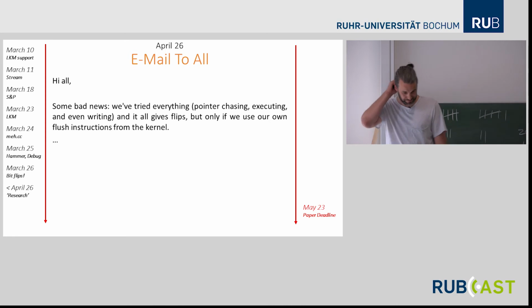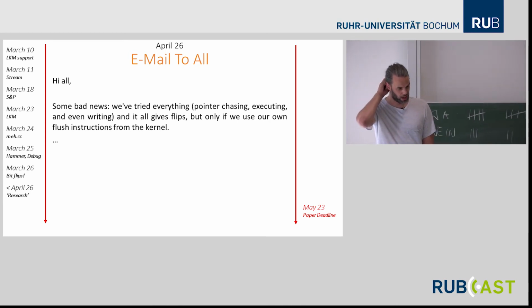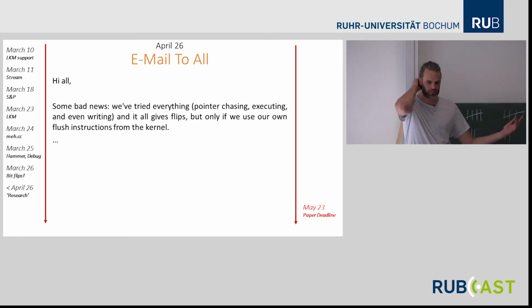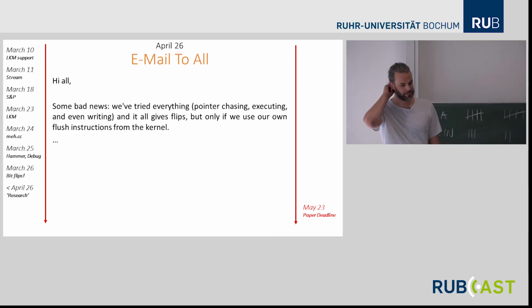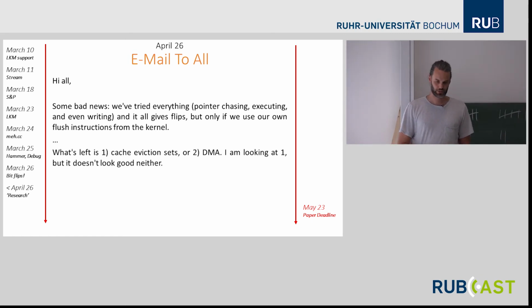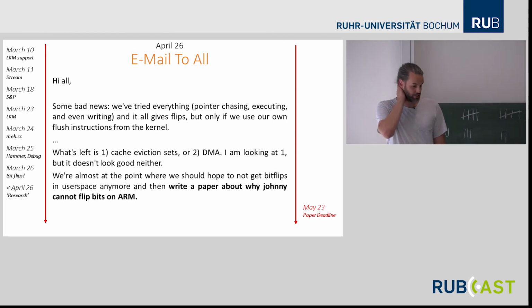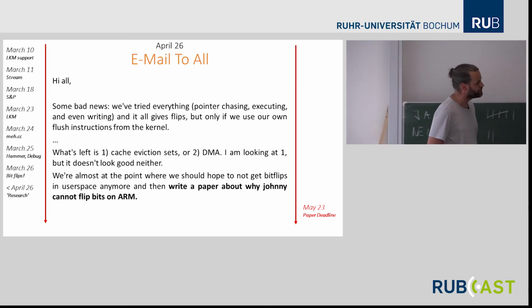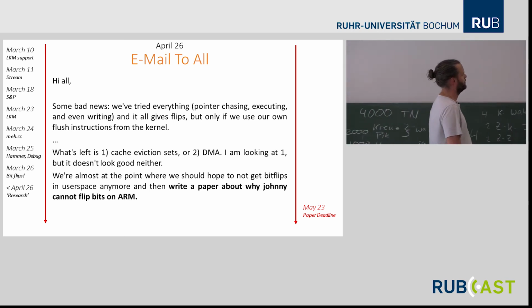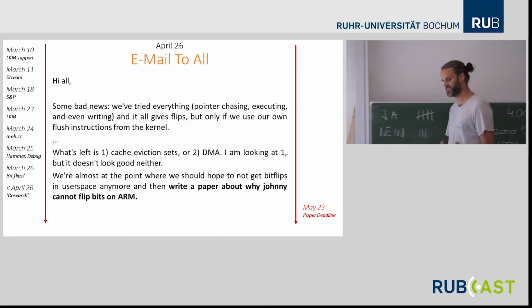So I sent an email to the rest of the people involved, and bad news. We tried everything: pointer chasing, execution, even writing. We were also able to flip bits by writing into memory, but only if we use our own implementation. So what's left? Cache eviction sets or DMA, direct memory access. I'm going to look at the first, but it didn't look good either. And then actually the conclusion was, so this was closed less than a month before the deadline, that we were going to write a paper about why Johnny cannot flip bits on ARM. So he can flip bits, but they're useless.